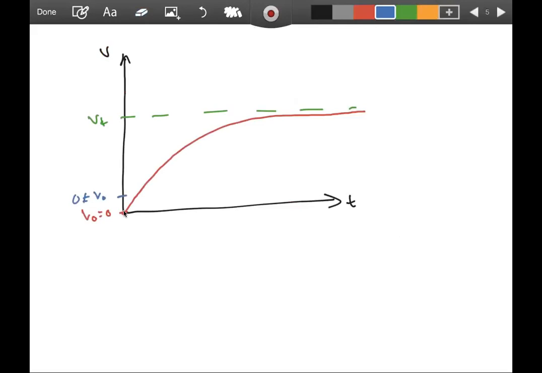in this case, it'll still do the same thing. This thing is just going to grow. It's then going to still asymptotically approach my terminal velocity.